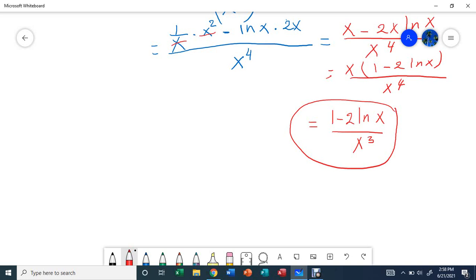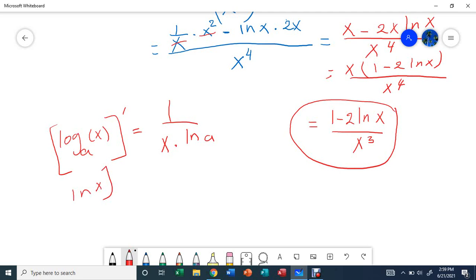So at the end, let me just remind you of the rule for the derivative of a logarithm. Log base a of x has the derivative 1 over x natural log of a, and the derivative of natural log of x is just 1 over x.